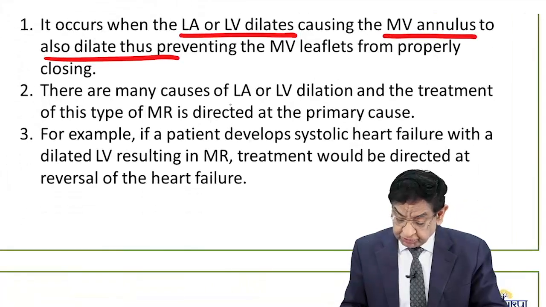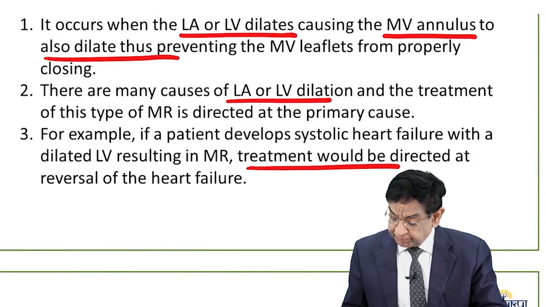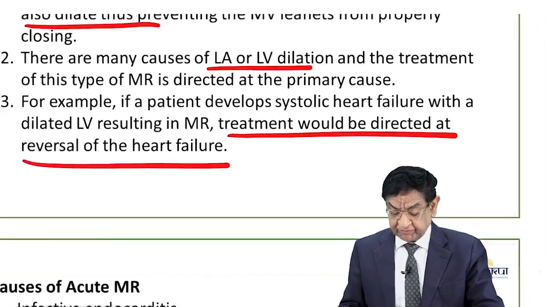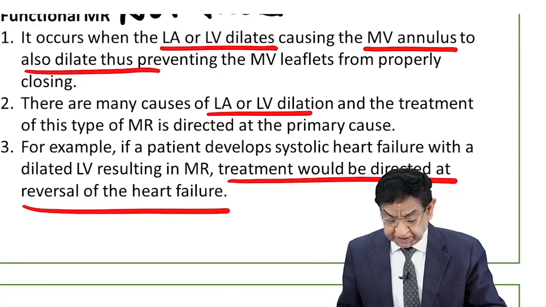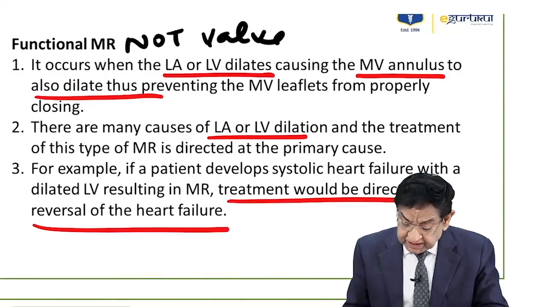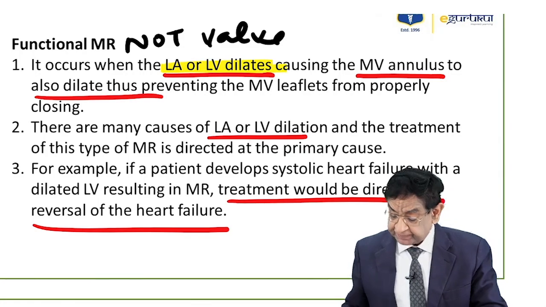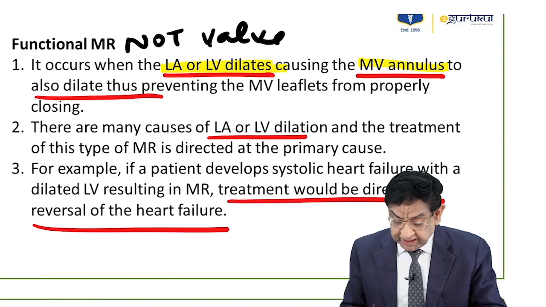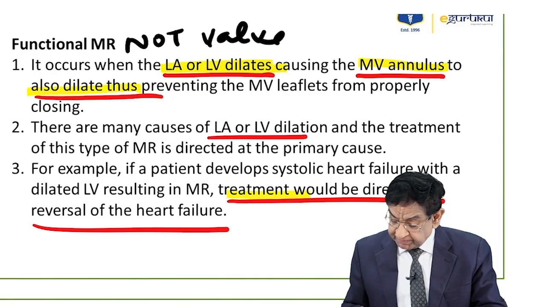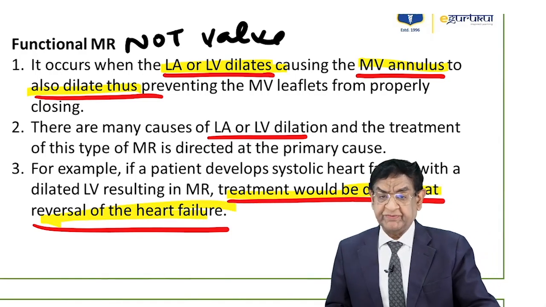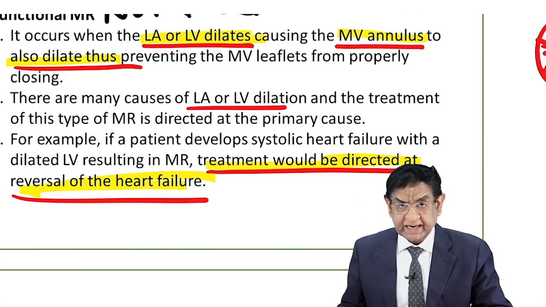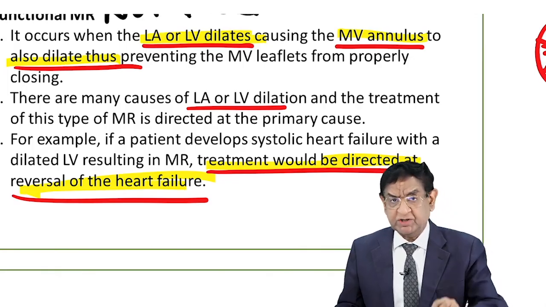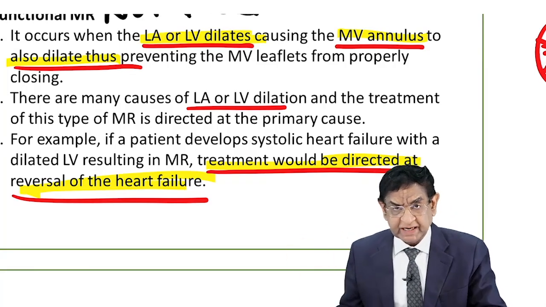So due to LV dilatation, the treatment would be directed at the reversal of the heart failure. What is the important keyword to be remembered in this particular slide? In functional MR, this is due to dilatation of LA or LV. That leads to annulus dilatation, and treatment will be to treat the basic cause of heart failure. So there are only three keywords to be remembered: LA, LV dilate, annulus dilate, and treat the basic cause. No need to touch the valves at all.